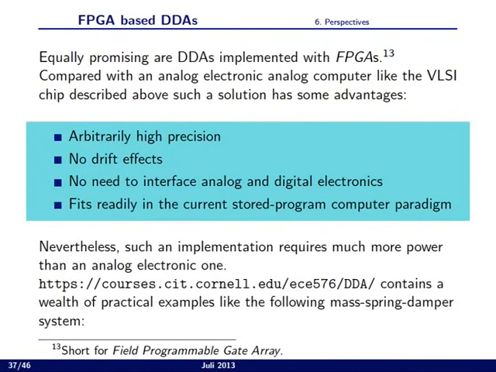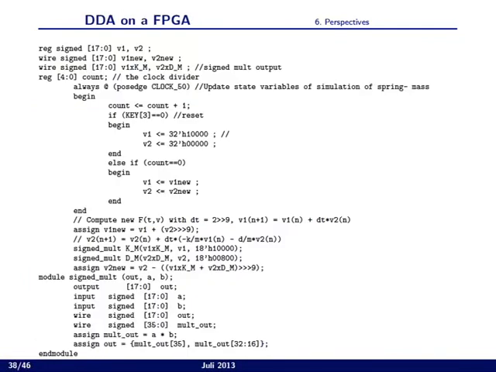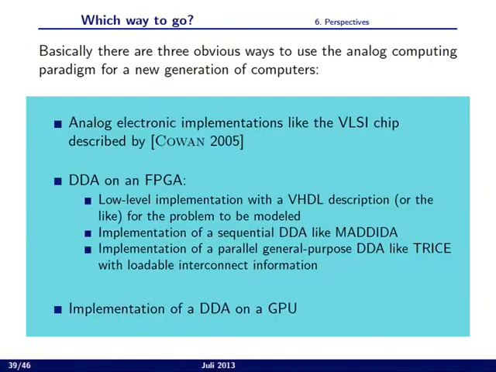There's a web page, course.cit.cornell.edu, which focuses on the idea of using field programmable gate arrays for implementing analog computers. And this is just an example code for a field programmable gate array, which implements a mass spring damper system and solves this mass spring damper system in very rapid succession.